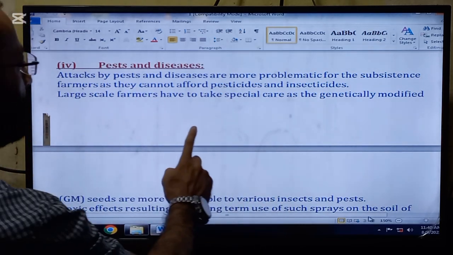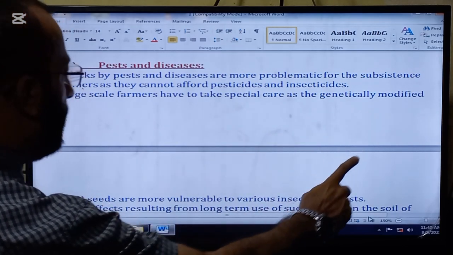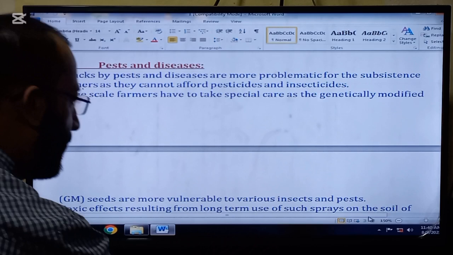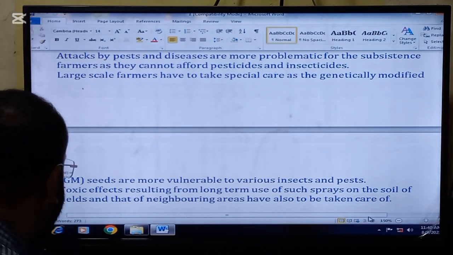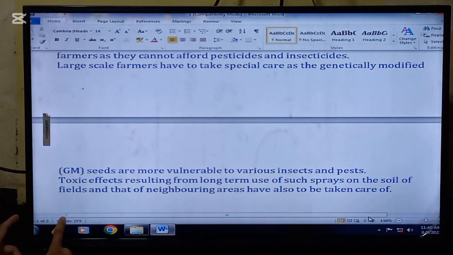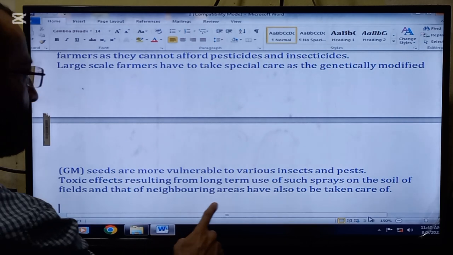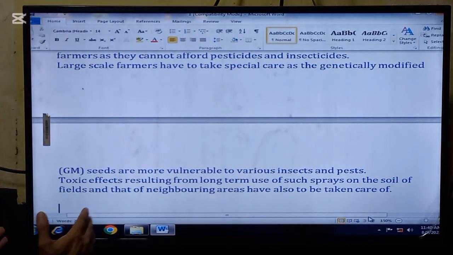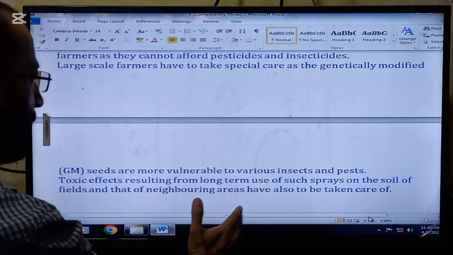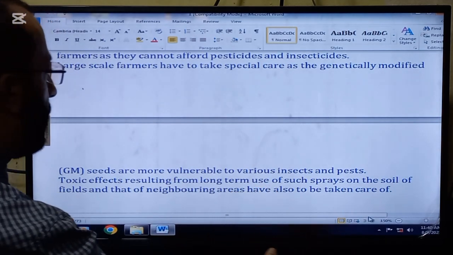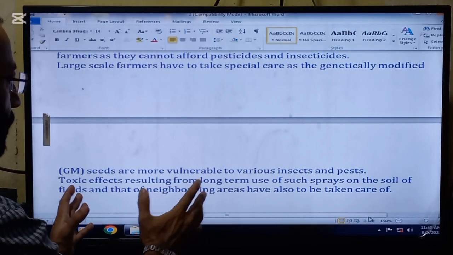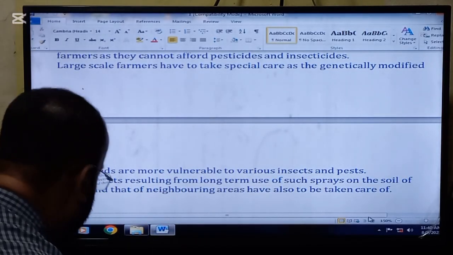Large-scale farmers have to take special care as genetically modified GM seeds are more vulnerable to various insects and diseases. Toxic effects resulting from long-term use of such sprays on the soil of the fields and that of the neighboring areas also have to be taken care of. So these are the drawbacks of using more modern techniques.